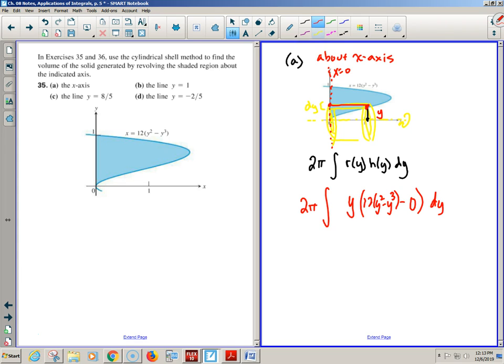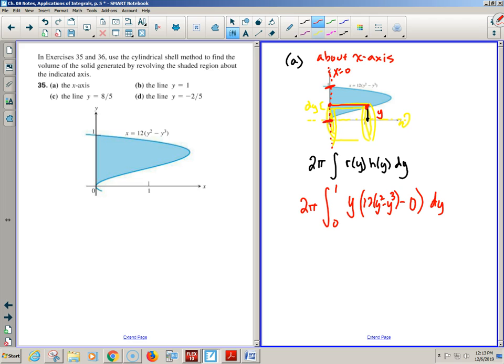All you need to know is how low do the y's go? 0. How high do the y's go? 1. Done. Now what changes if I have a different horizontal line, like letter B?